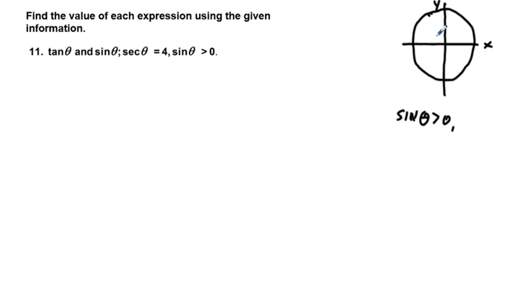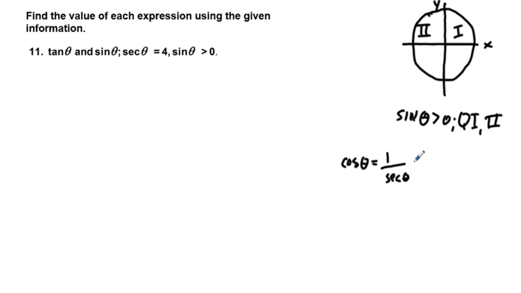Well, it's going to be here above the x-axis. So in quadrants 1 and 2, sine theta is greater than 0. So we'll say quadrant 1, 2. And then we have secant theta. Well, cosine theta equals 1 over secant theta.